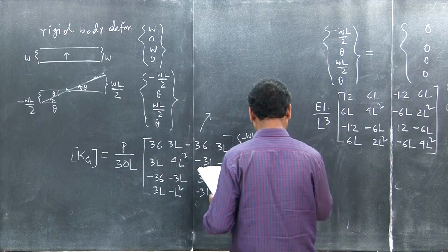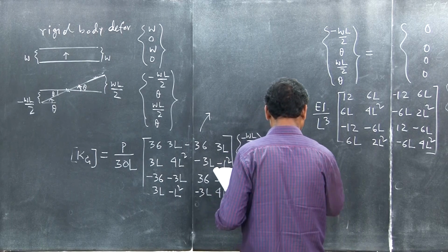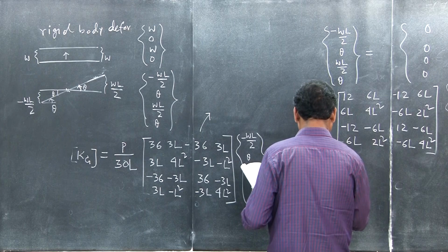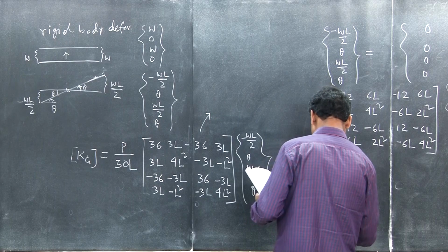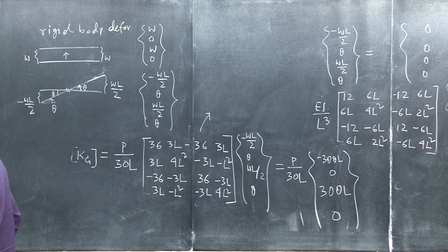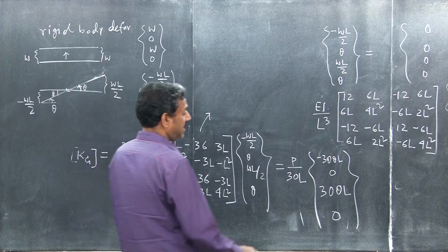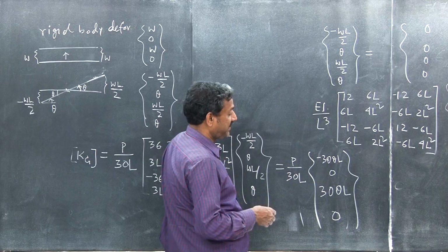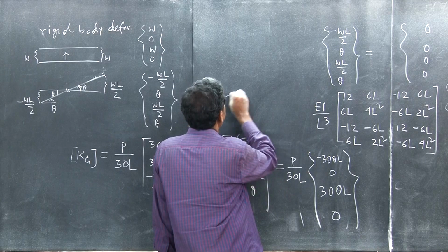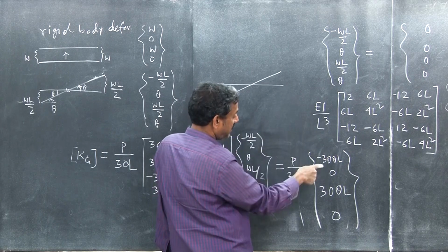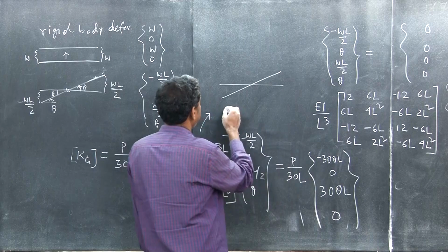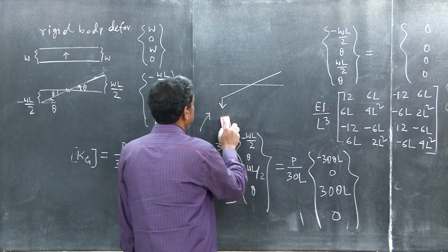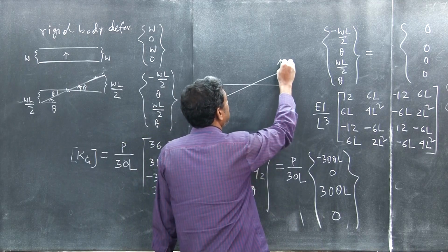For the rotation one, you will see P by 30L, and it will be minus 30 theta L, 0, 30 theta L, 0. What does it mean? It is not resulting in 0 forces. There are additional forces that are being developed. So what does it mean? What are the forces developed? This one is minus 30, whatever force is developed, and here also this force is developed, right?